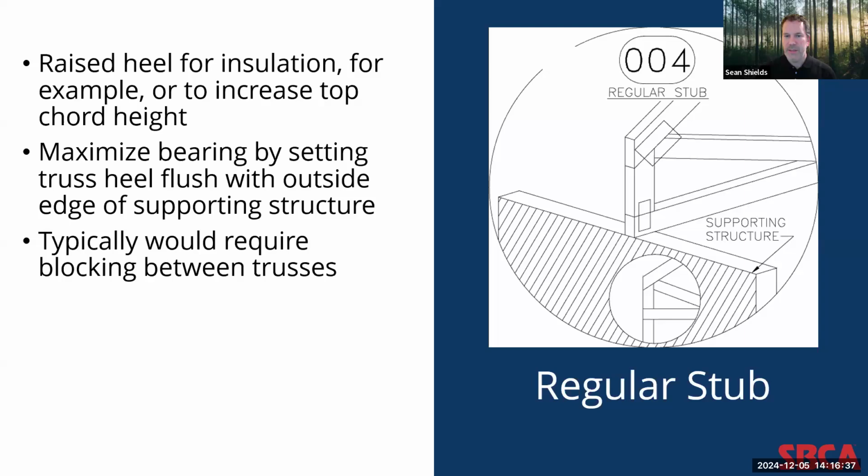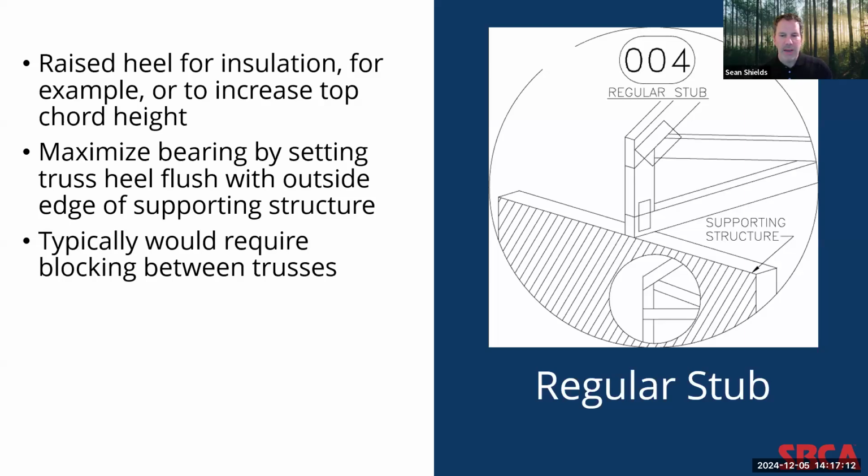Again, as you see in the detail in the plan view, in the circle at the bottom, you'll want to maximize the bearing area by setting the heel of the bottom chord of the truss flush with the outside edge of the supporting structure. What's not shown in this detail is that when trusses are designed in this way, with this stub raising up the top chord, they're going to want to install some sort of blocking to reduce lateral buckling and rotation forces exerted on the trusses through the roof diaphragm.